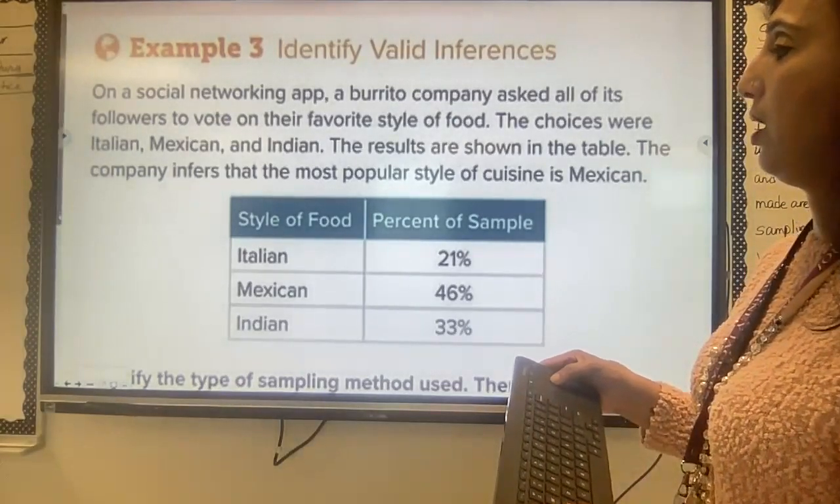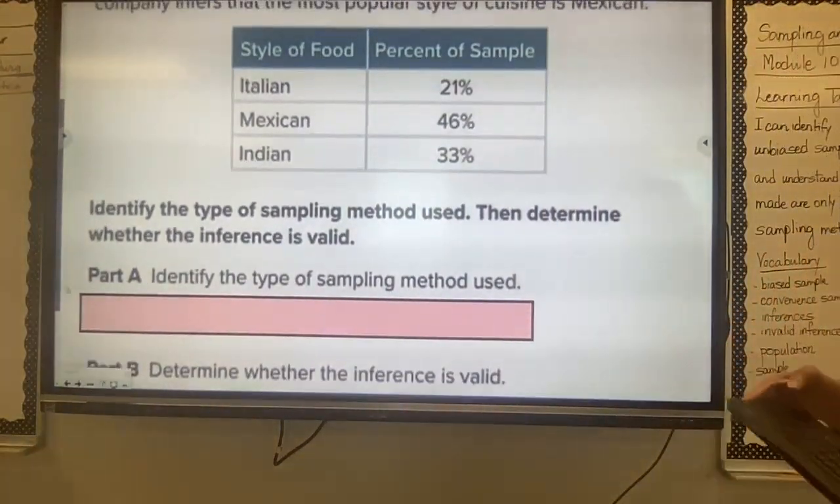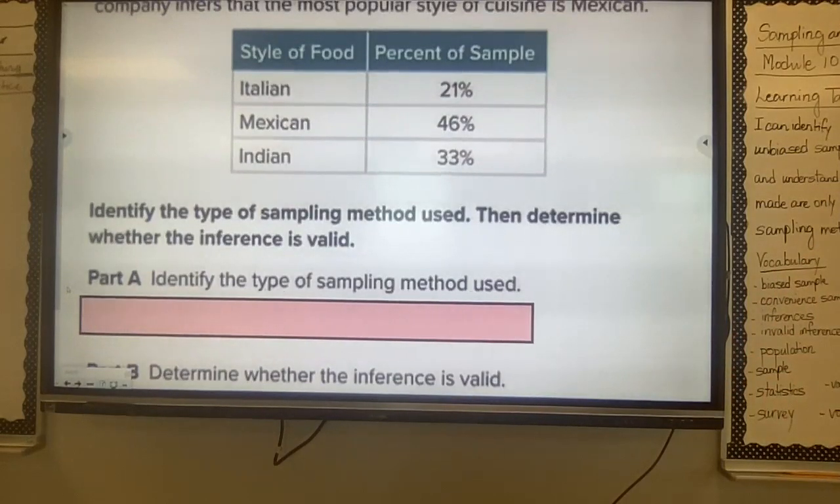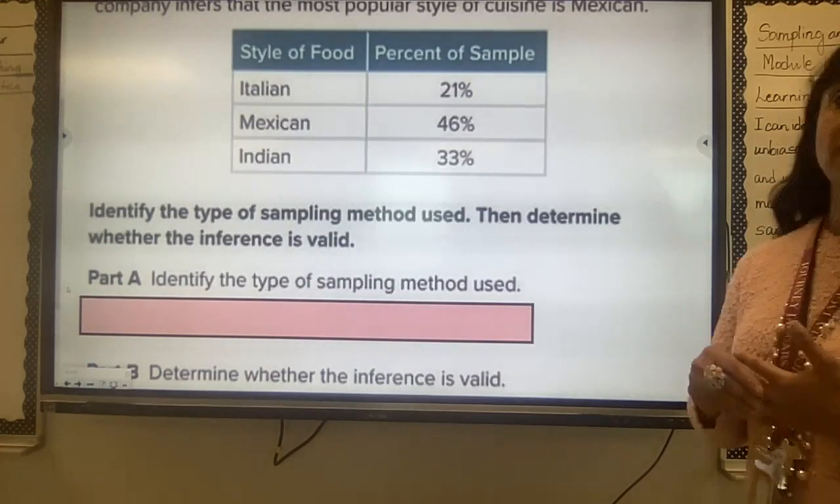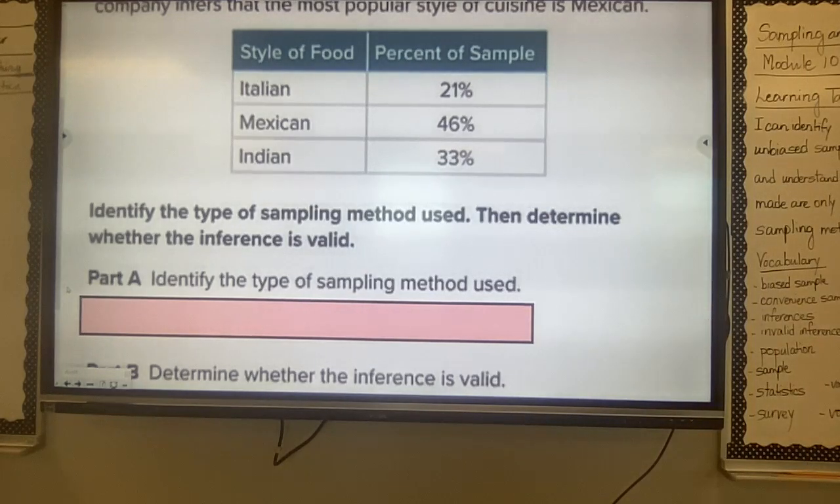Look at the first one. What is the sampling method being used over here? This is a voluntary response sample, and therefore it is biased. Because the burrito company is asking all of its followers to vote on their favorite style of food, this is going to be biased. The choices were the three that were given, and the company is inferring that the most popular style of cuisine is Mexican.